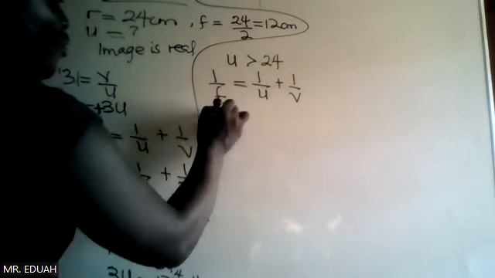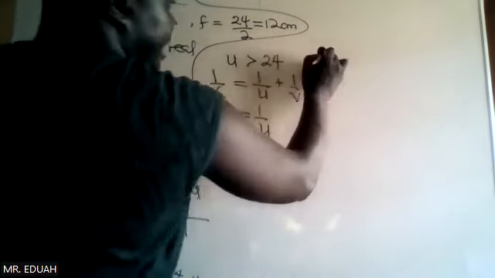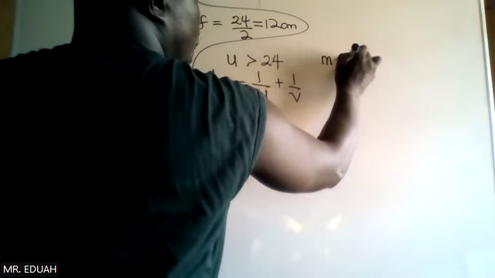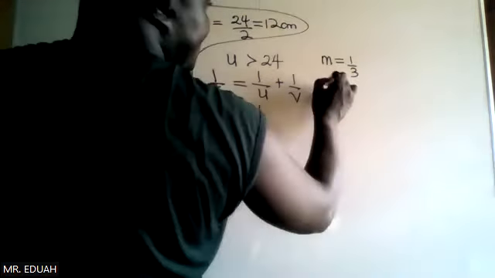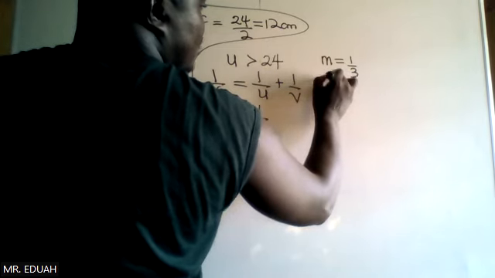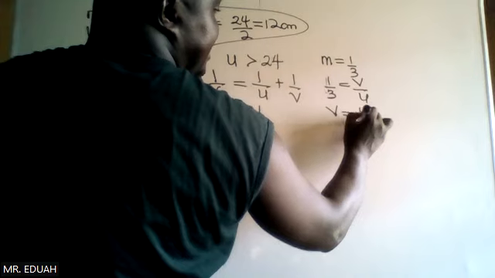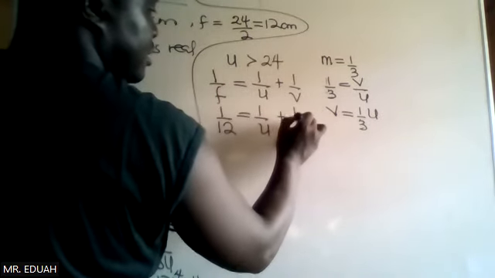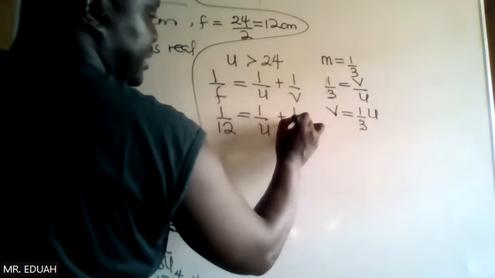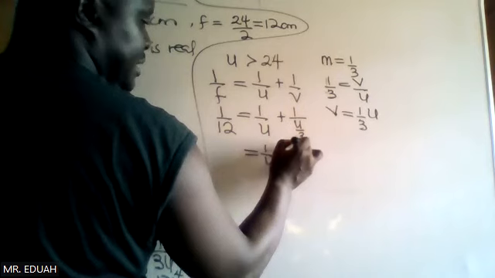All right, so 1 on 12 is equal to 1 on U plus 1 on V, but we were given the magnification M to be equal to 1 on 3. If the image is real and 1/3 the size of the object, then since M is V on U, V will simply be equal to 1/3 of U. So this is plus 1 on U on 3, and the inverse of U on 3 is simply 3 on U.